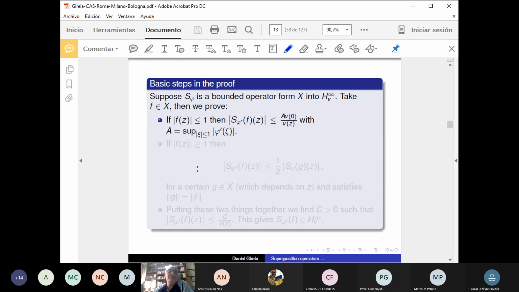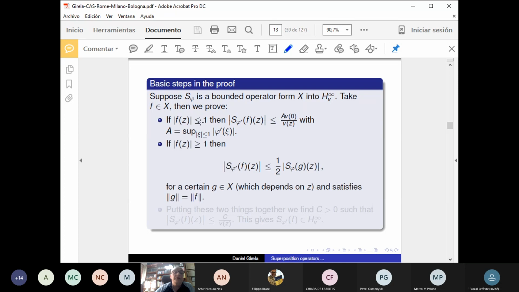Well, the first part is completely trivial. Suppose that S phi maps X into Y as a bounded operator. Then we obtain a bound for phi prime of f of z when f of z is small. This is just a simple calculation. But the important thing is that we need some other estimation when f is big.